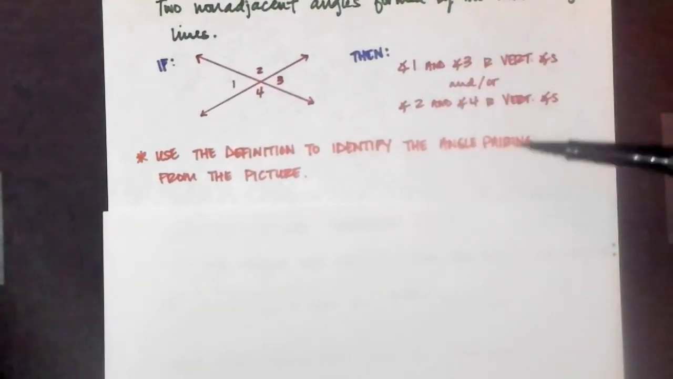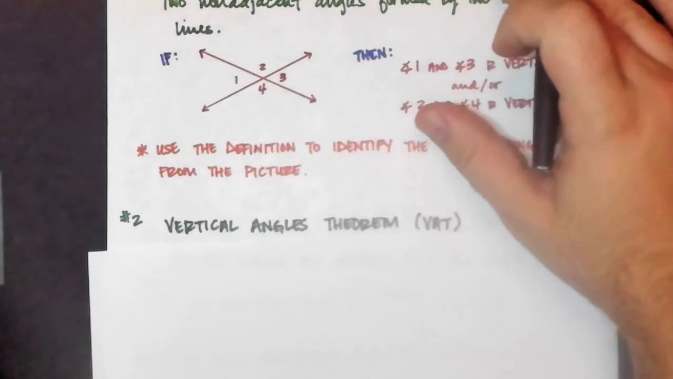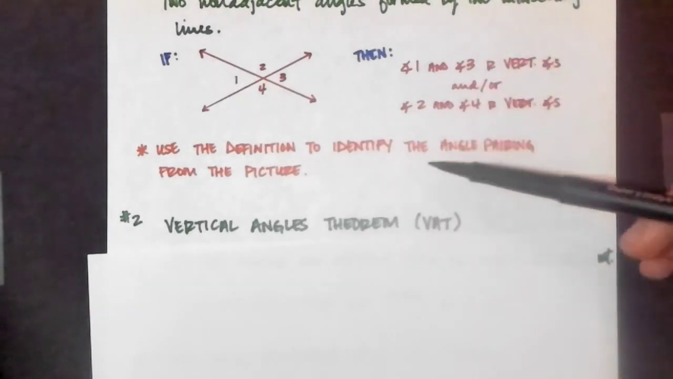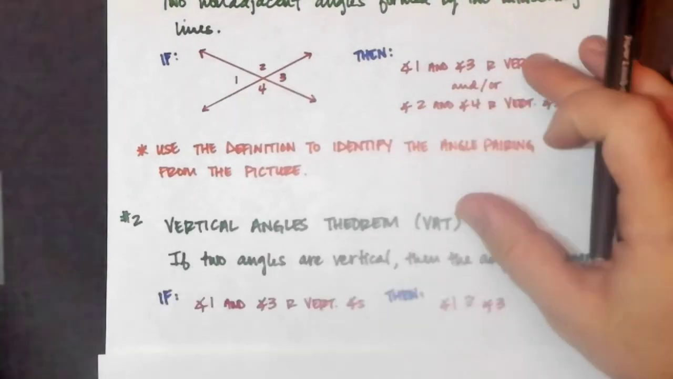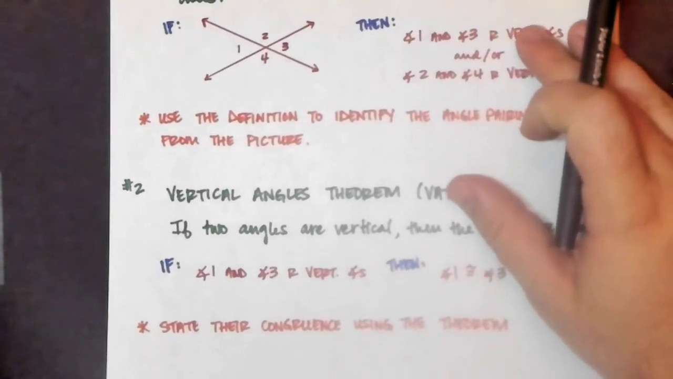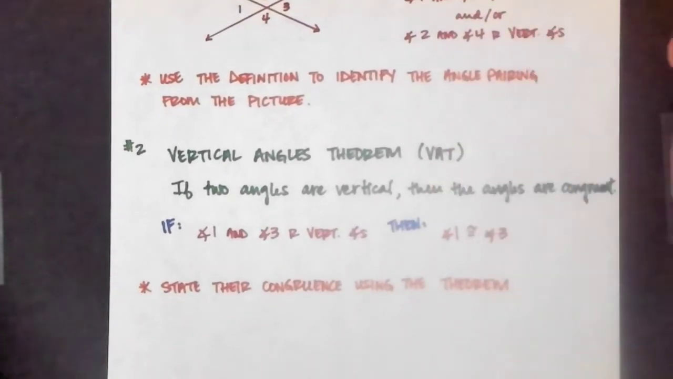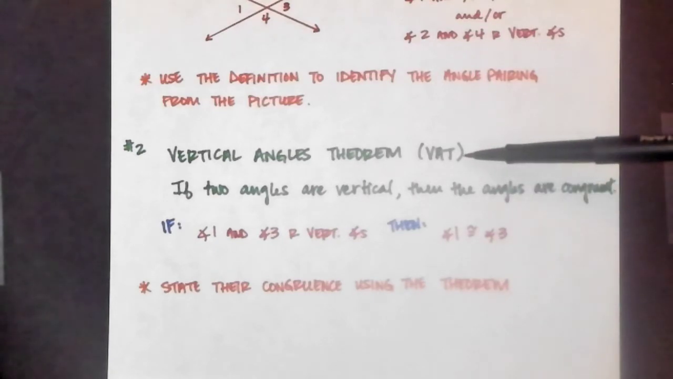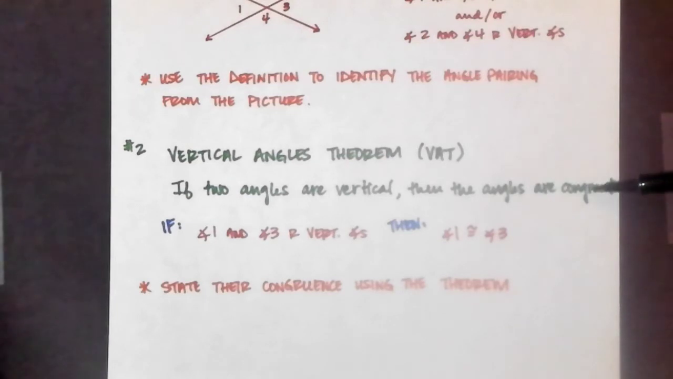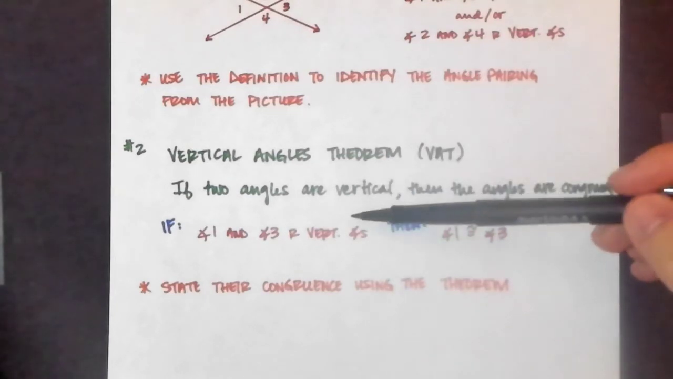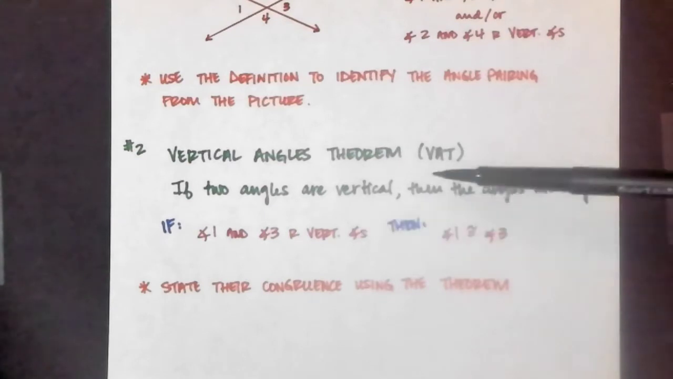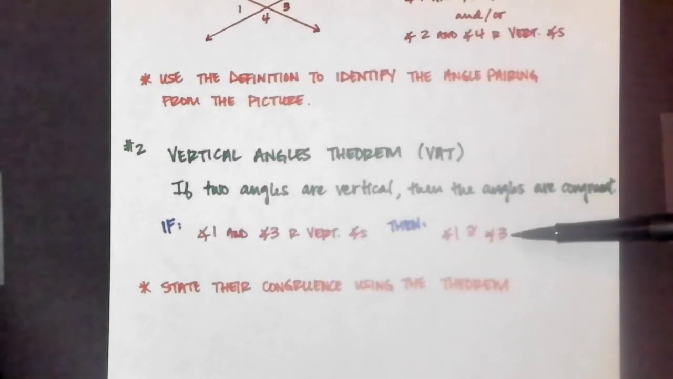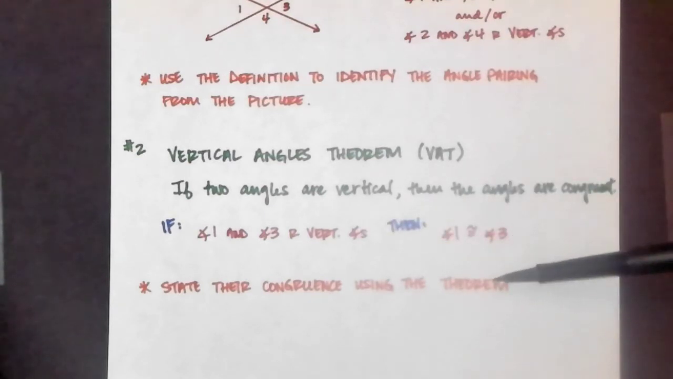Now, what's kind of the most important is that once you identify the angle pairing using the definition, you want to then make a conclusion about those vertical angles. And that is stated using the vertical angles theorem. If two angles are vertical, then their angles are congruent. So angle 1 and angle 3 are vertical angles. You can then say that angle 1 is congruent to angle 3. So you're going to state their congruence using the theorem.